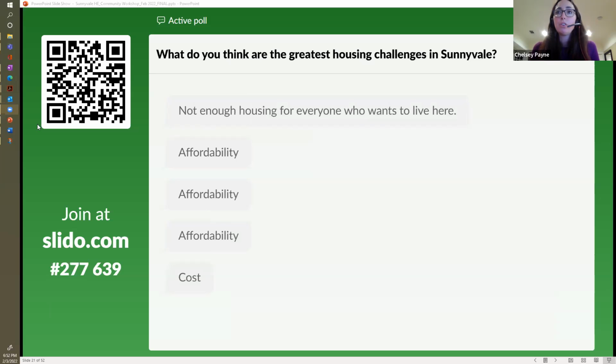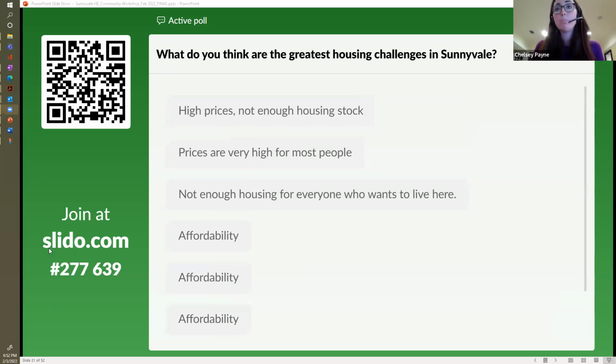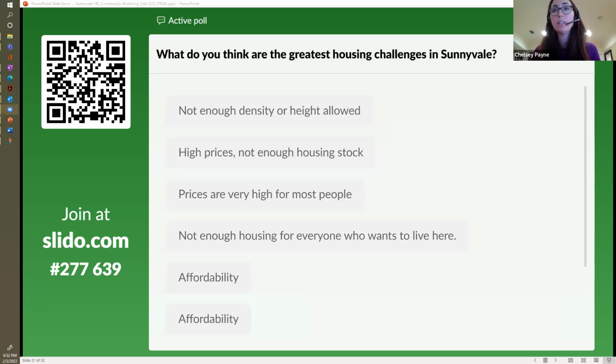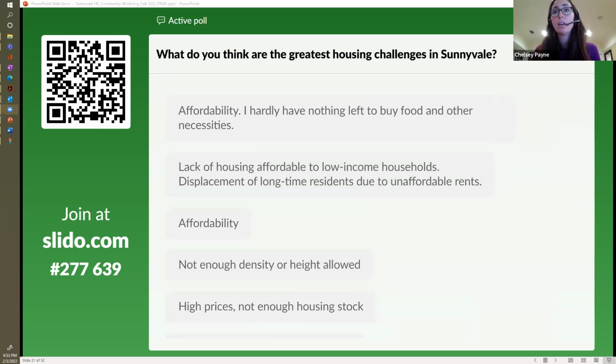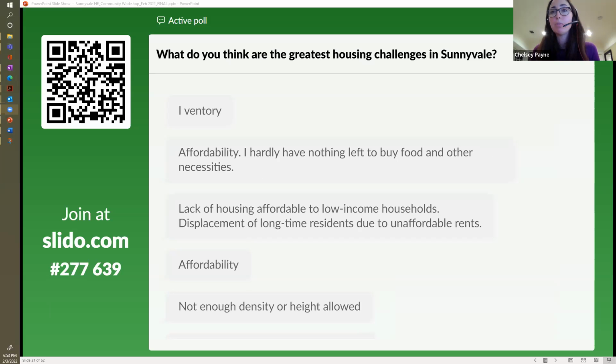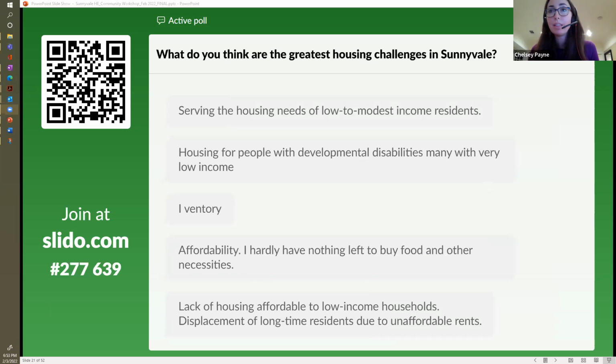So greatest housing challenges in Sunnyvale: affordability, cost affordability, not enough housing for everyone who wants to live here. Prices are very high for most people. We're seeing high prices, not enough housing stock, not enough density or height allowed. Affordability again, lack of housing affordable to low-income households, displacement of long-time residents due to unaffordable rents. Affordability again, I hardly have anything left to buy food and other necessities.